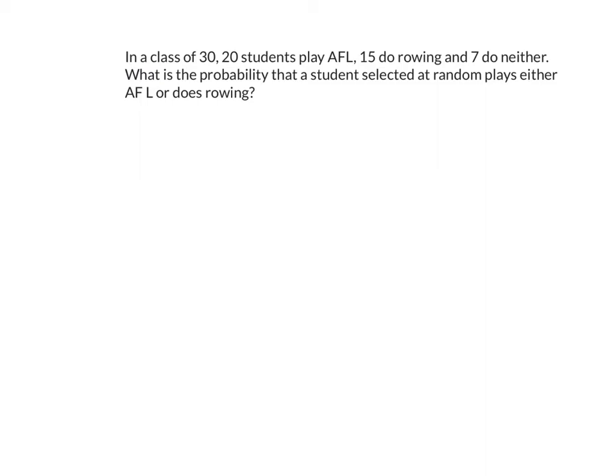Now, these are just tools that essentially do the same thing. Unfortunately, you need to know how to use both of them. They're very useful when we have more than one set. So we've got a set of students who play AFL, a set of students who do rowing. What we have to do is put it into a Venn diagram or two-way table first, and then we can answer the probability question. It'll make the question a lot easier.